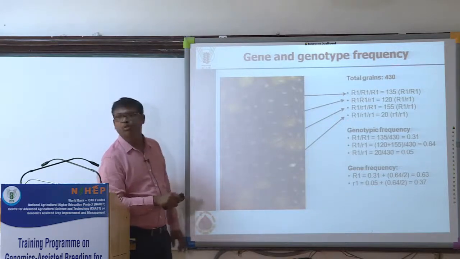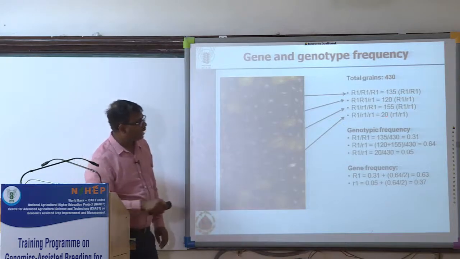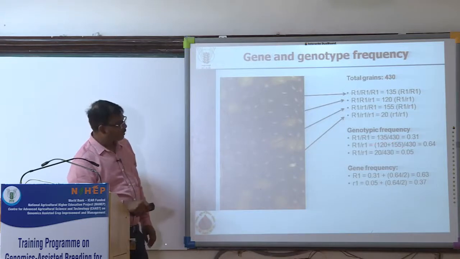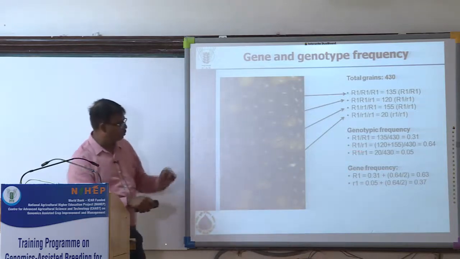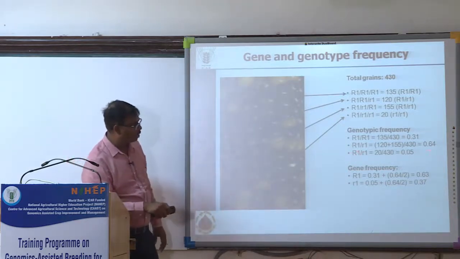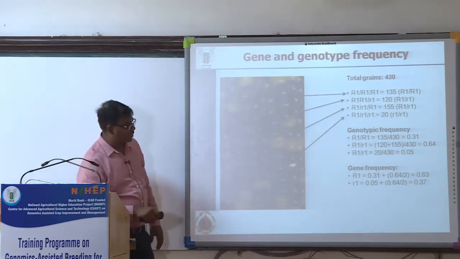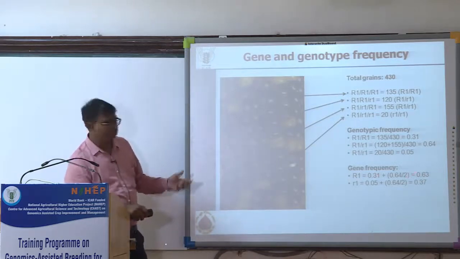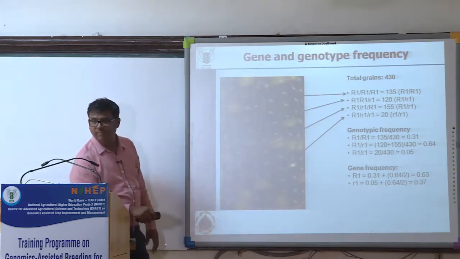Suppose you have taken a sample of 430 and these are your numbers, right? You can calculate the genotypic frequency as 135 by 430, that is 0.31. You can calculate the genotypic frequency of the heterozygote as 0.64, and the recessive homozygote, small r1 small r1, is 0.05, right? And if you know the genotypic frequency, you can calculate the gene frequency also, that is the homozygote plus half of the heterozygote. So here the frequency of the capital R1 allele is 0.63, and here it is 0.37.